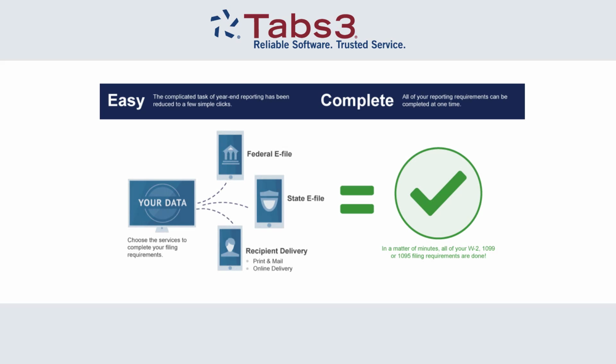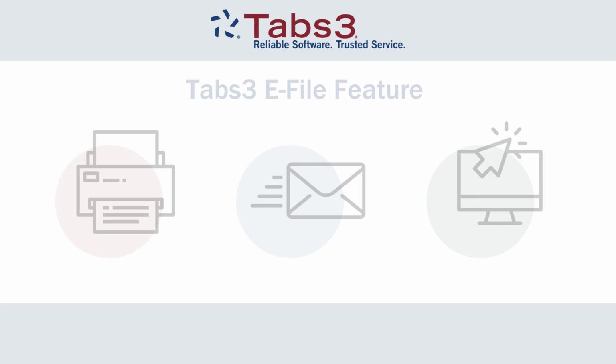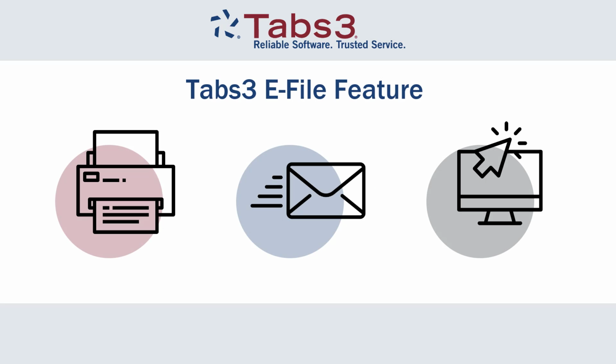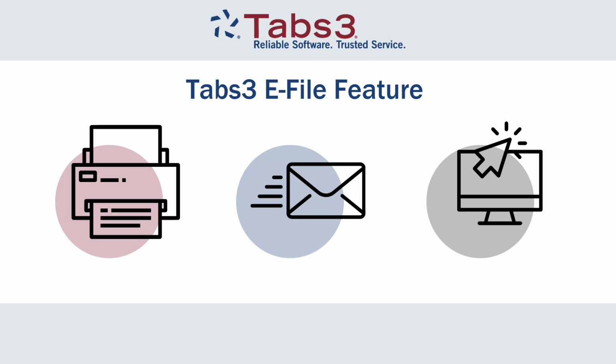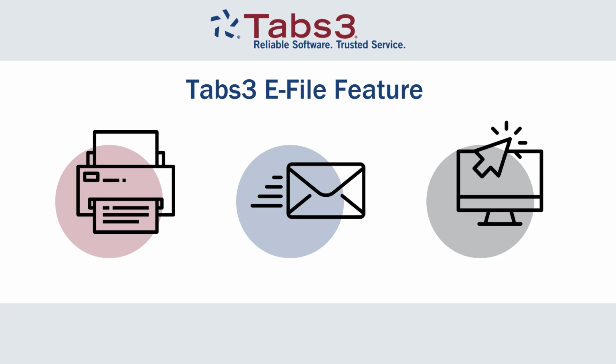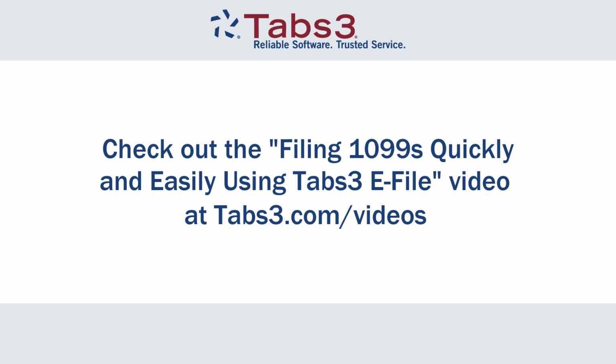Before we get started, if you'd like to skip printing forms this year, you could opt to use the Tabs3 1099 e-file feature. Simply upload your data to the Tabs3 e-file portal and they can be printed, mailed, and electronically filed on your behalf. For more information about Tabs3 e-file, check out the Filing 1099s Quickly and Easily Using Tabs3 e-file video.